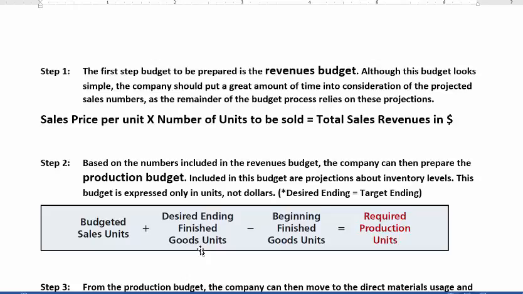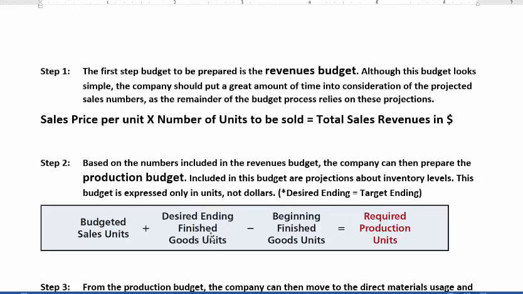Okay, so management's going to come up with this target ending or desired ending finished goods units, and we're going to make sure that we produce enough to not only sell and provide what needs to flow through to our income statement for those revenues, but we're also going to make sure that we have desired ending finished goods units on hand. Again, this number is going to be reflected in that balance sheet, okay, because you are going to have inventory showing up there, and of course you're going to have finished goods inventory as a line item.